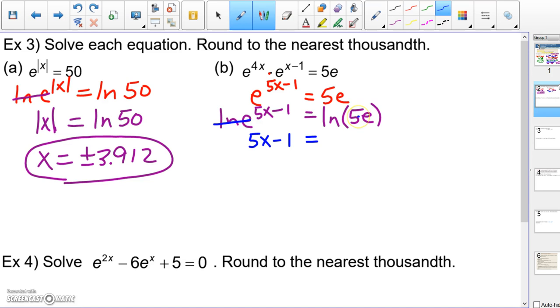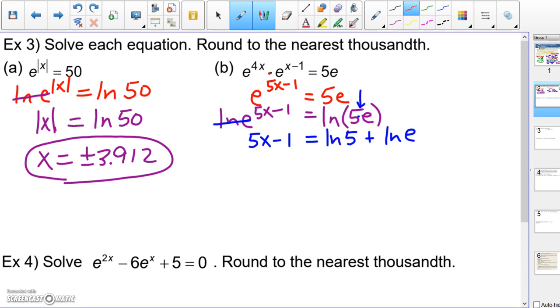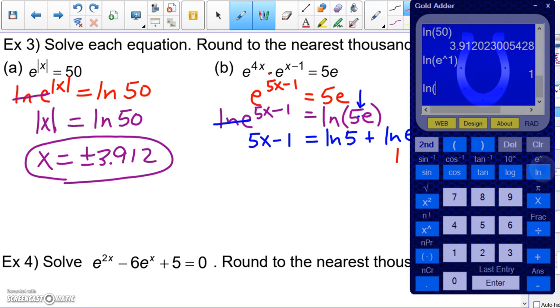So we've got to remember our properties. The property that says when we multiply that 5 times e, we can split this into two logarithms, natural log of 5 plus natural log of e. You should probably just know what the natural log of e is. Natural log of e to the first power is going to be 1. Think about it: if that had an exponent of 1 right there, your natural log and your e will cancel out and leave you with just 1. So we're going to have natural log of 5 plus 1.